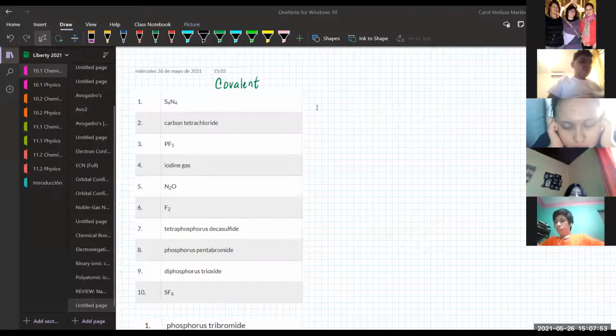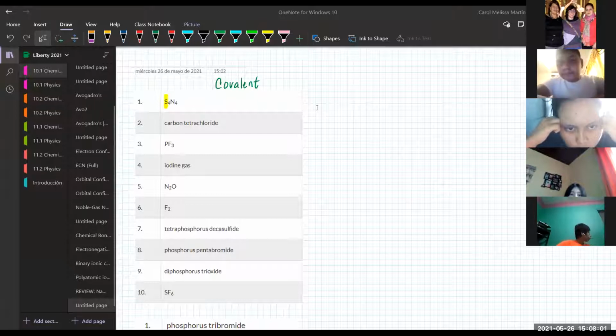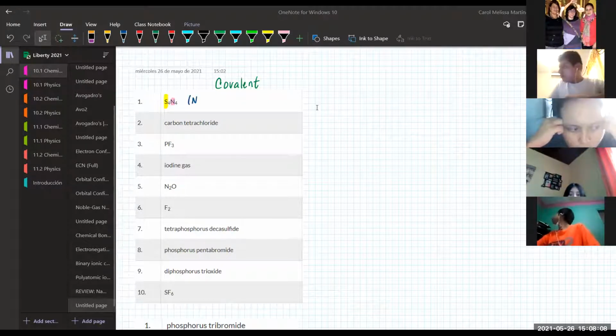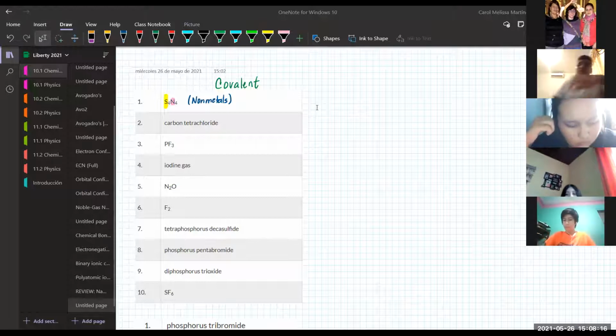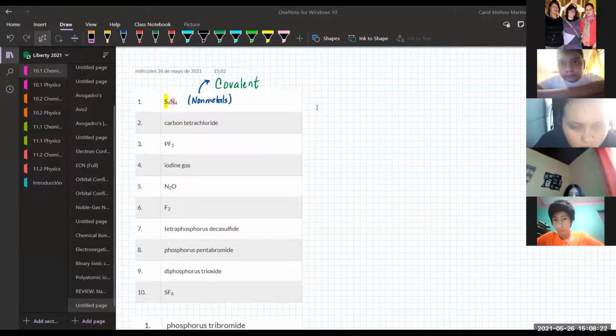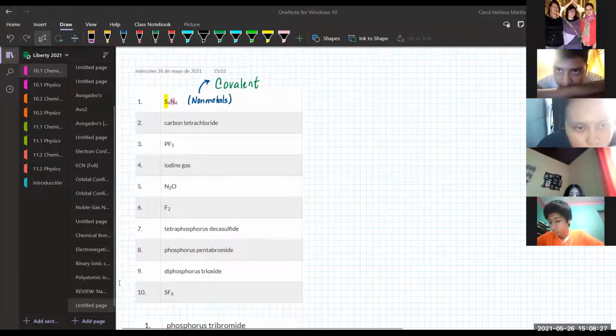Okay. Take a look. You have sulfur and you have nitrogen. In the periodic table, the two of them are located in the non-metals part. Okay, if they are non-metals, it means that it is going to be a covalent compound. That is the first thing you have to see. And then what you have to consider is the prefixes. Okay, remember that I gave you prefixes.